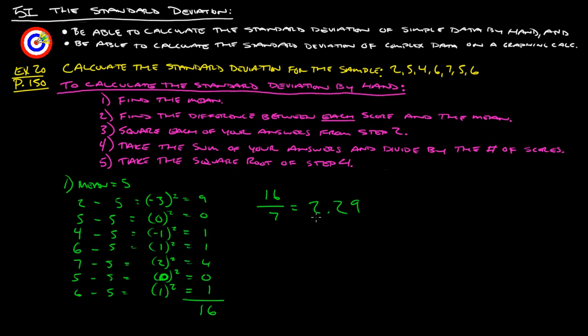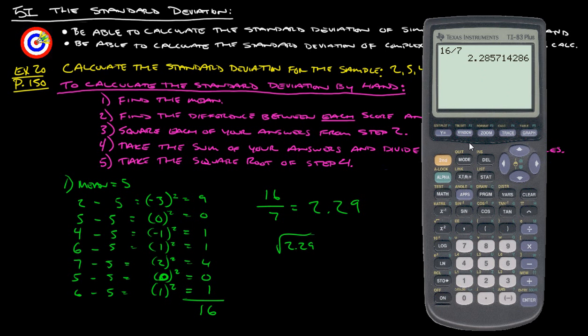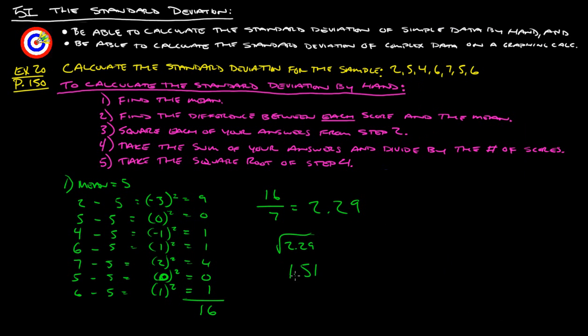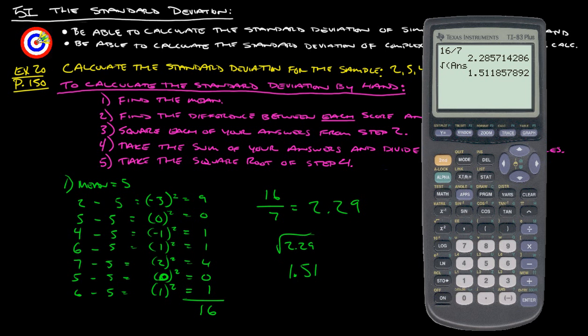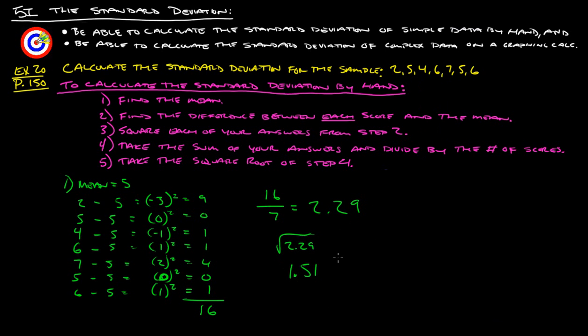Excuse me. And then we take the square root of that number. So we take the square root of 2.29. Since that number is already in our calculator, let's just do the second square root of our answer. So I did second square root, second answer. And we get 1.51. I guess we do 1.512 is our standard deviation on that.